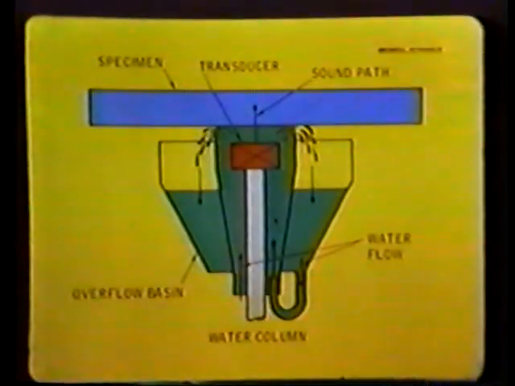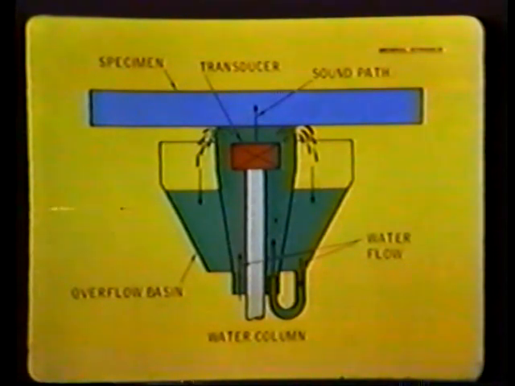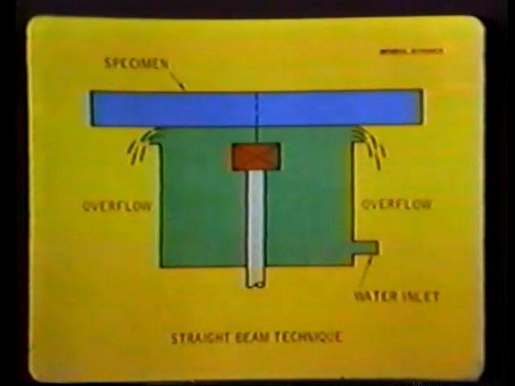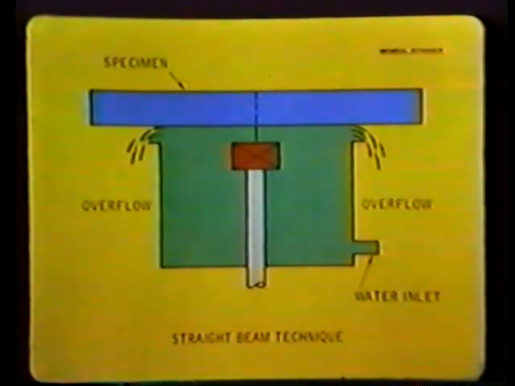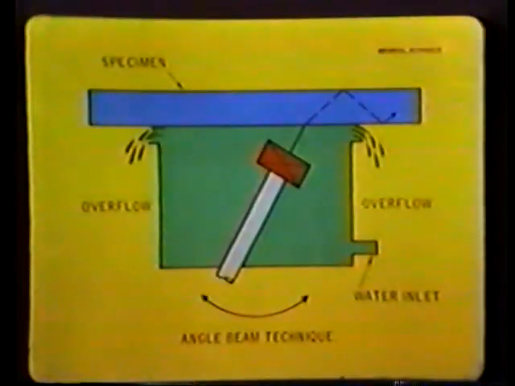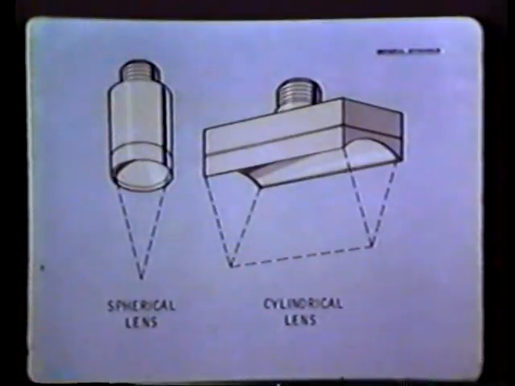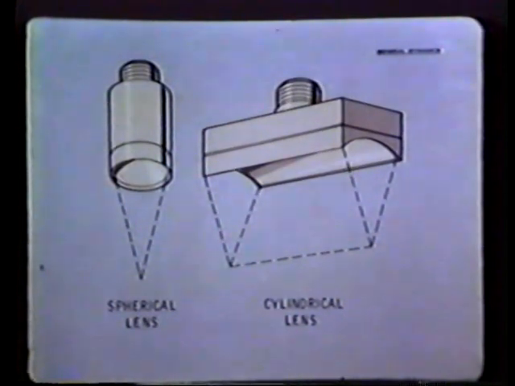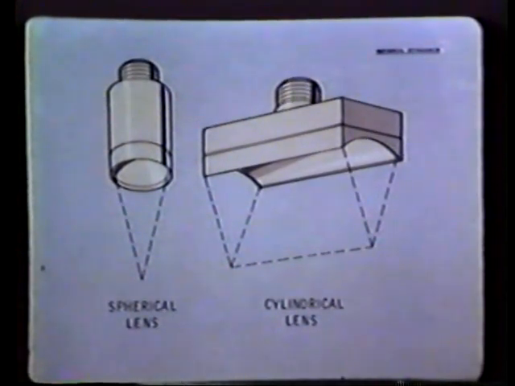A special adaptation of immersion testing is the bubbler, squirter, or water column. The transducer is coupled to the specimen by a flowing column of water, and depending on bubbler design, both straight beam and angle beam testing is possible. A special immersion application being used more and more is one involving acoustical lenses on the front of a transducer. The example on the left illustrates a spherically focused lens. The one on the right is a cylindrically focused lens.